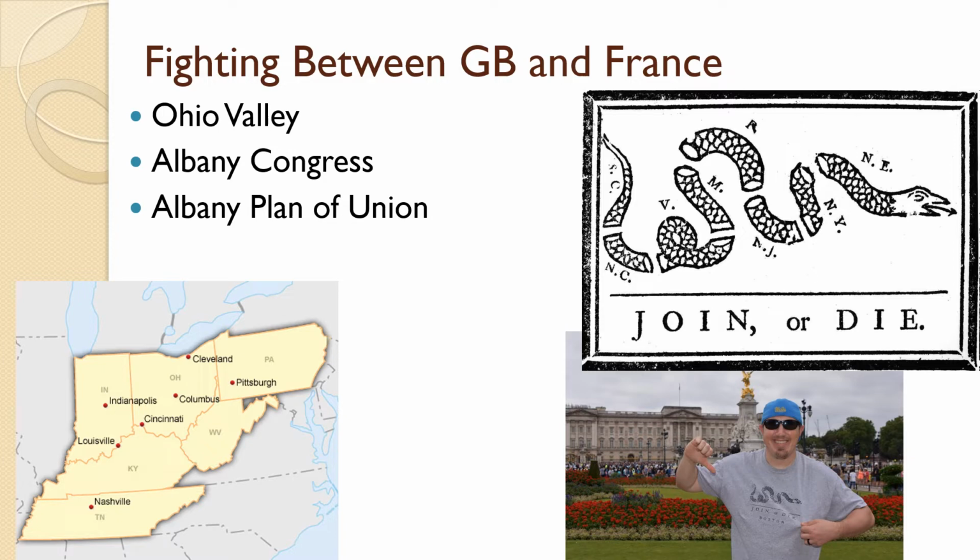He writes a document, it's called the Albany Plan of Union, where he says, hey, let's agree to protect each other when mom and dad start fighting, because we all know they're gonna. Let's protect ourselves.